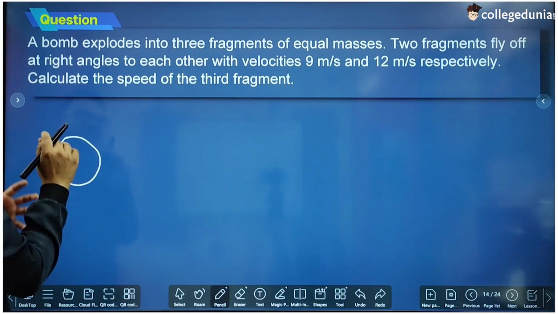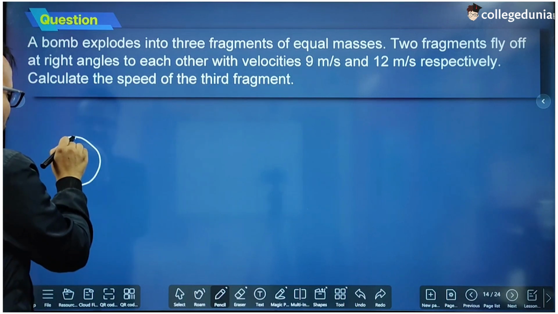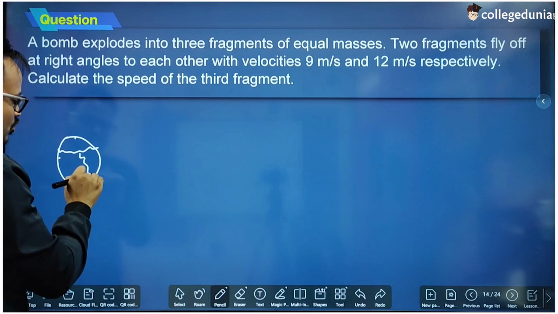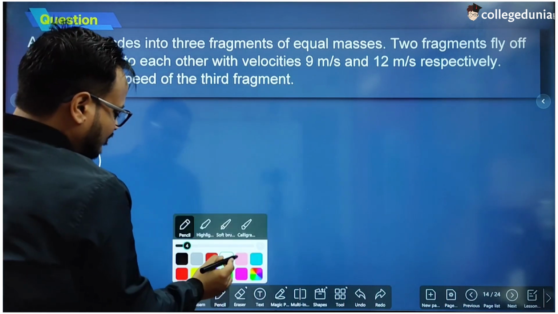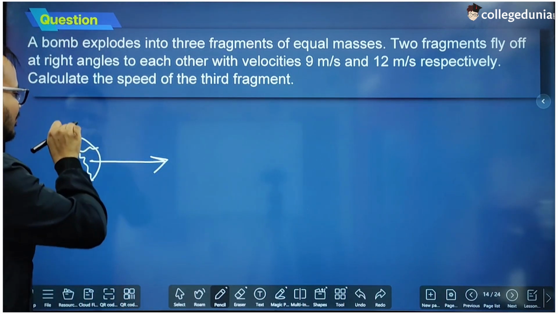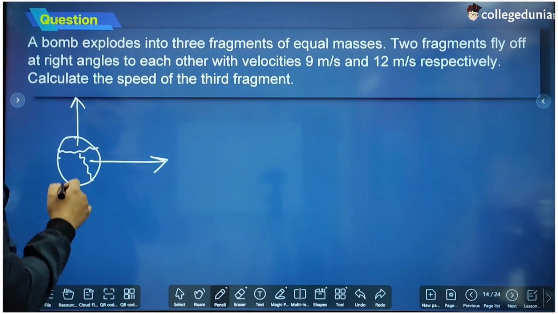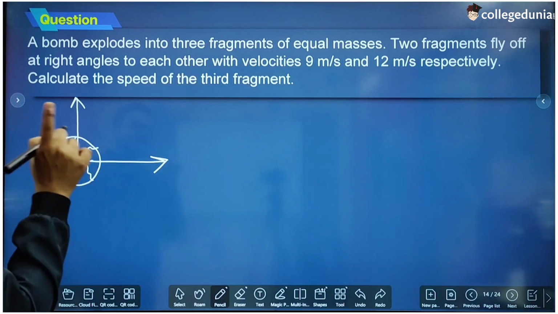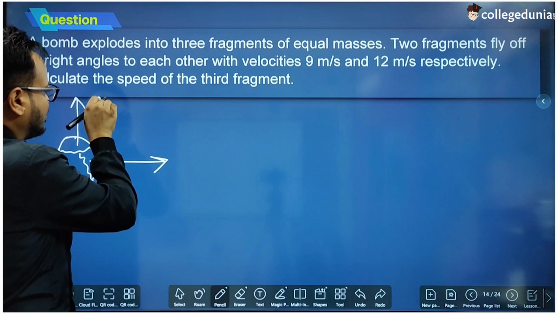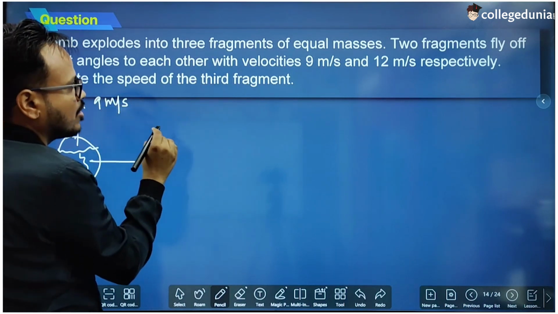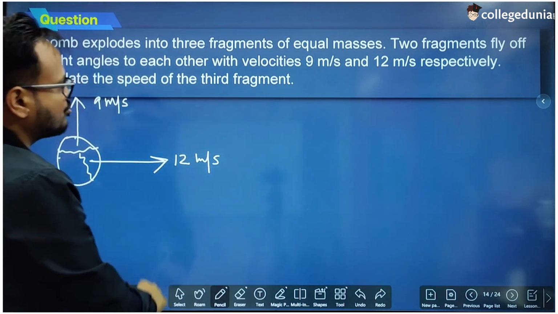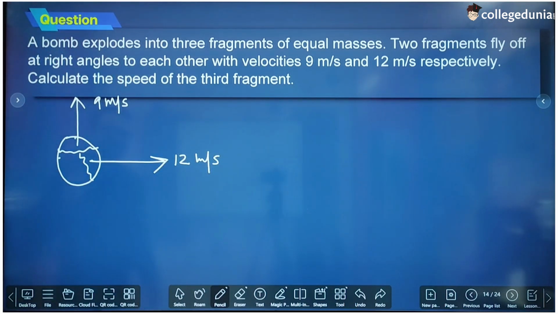This is a bomb, it explodes into 3 fragments: 1, 2 and suppose 3, right? This fragment flies off in this direction, this fragment flies off in this direction, at right angles to each other with velocities of 9 meter per second and 12 meter per second. Calculate the speed of the third fragment.